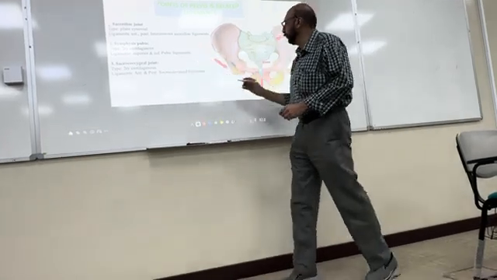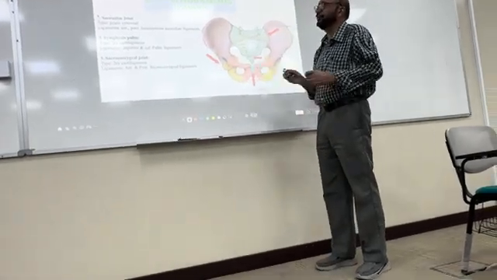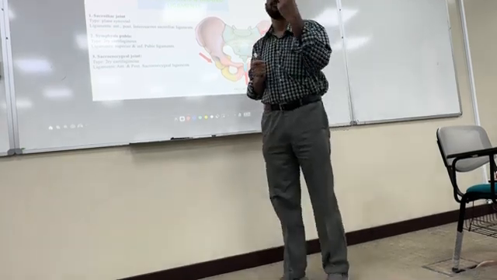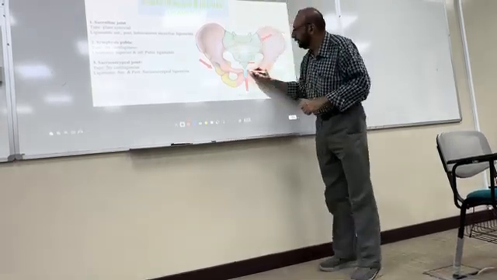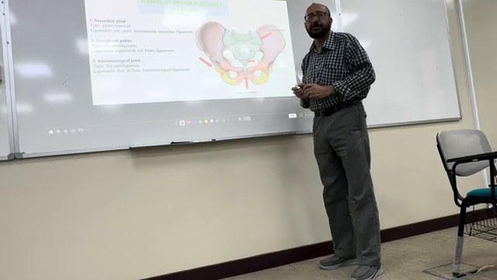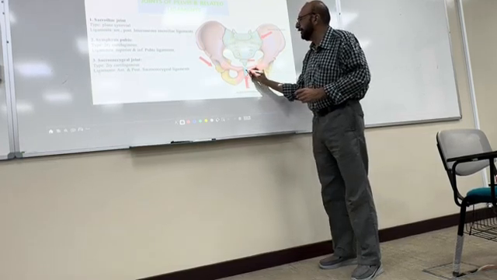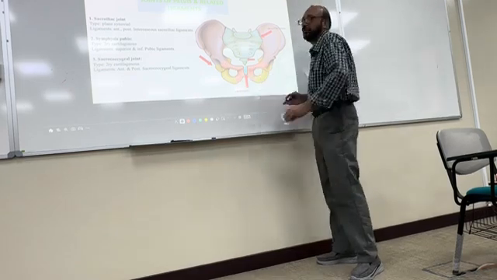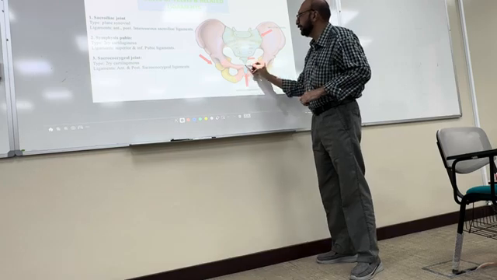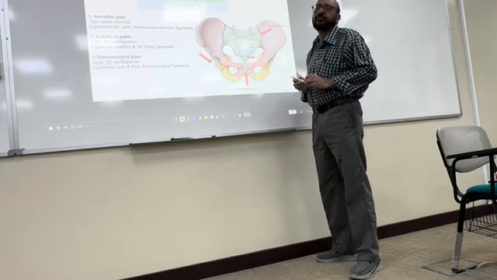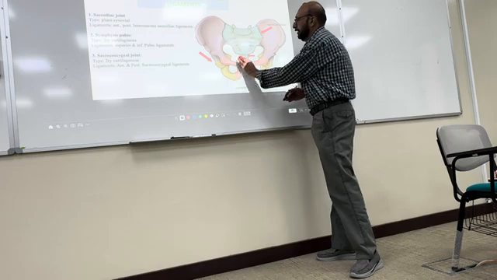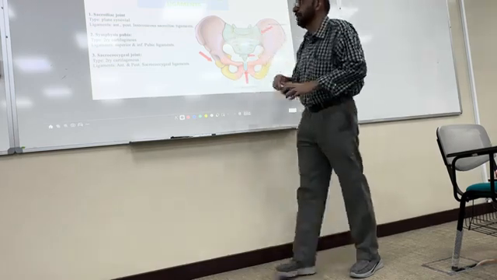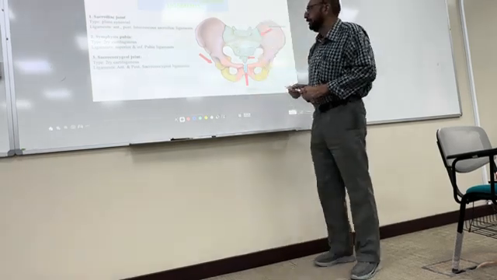Then, symphysis pubis here. I told you it's a secondary cartilaginous joint. Why is it a secondary cartilaginous joint? Because it has two cartilages. What are the two cartilages? One on the margin is hyaline cartilage and in between them is a fibrocartilage. This is the reason it is known as secondary cartilaginous joint. What are the ligaments? One here superior, one here inferior. These are two ligaments which are supporting the symphysis pubis.